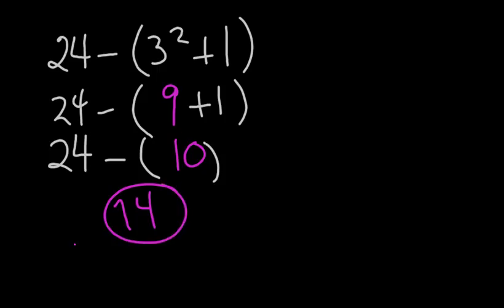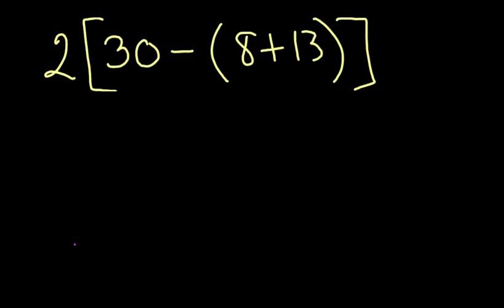Done. Okay, here's one. It has 2 sets of grouping symbols. It's got parentheses and brackets. When you see 2 sets of grouping symbols and one is inside the other, you start on the one that's inside and work your way out. Here's how you do it. 8 plus 13 is what we're going to do first. 8 plus 13 is 21. Everything else stays the same.